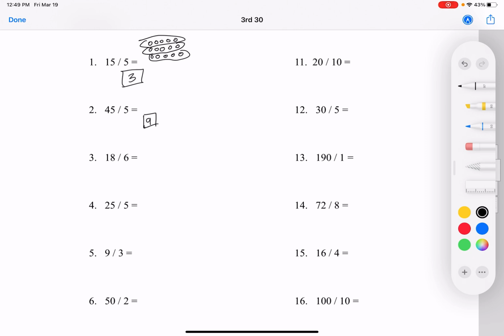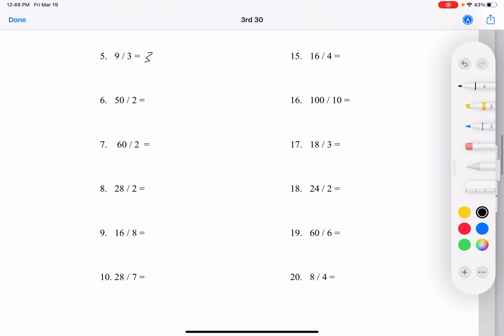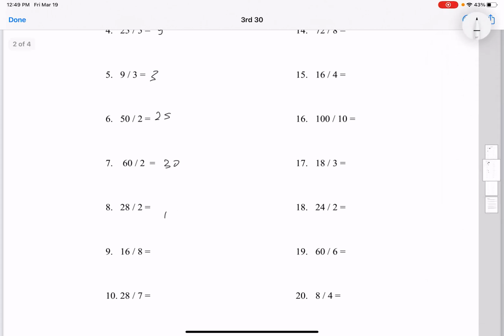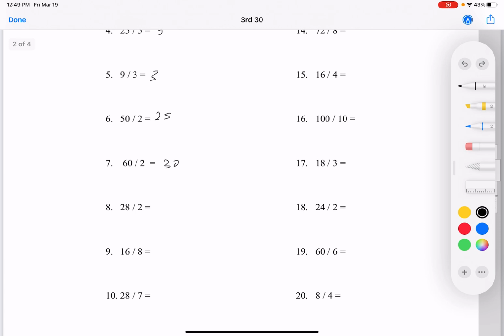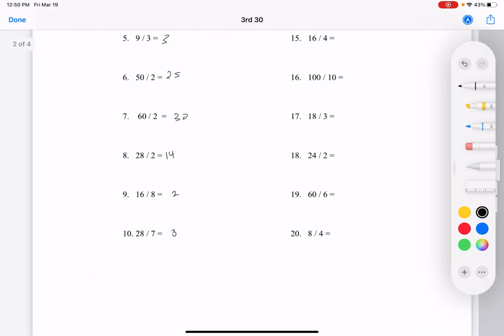Okay, 18 divided by 6 is 3, 25 divided by 5 is 5, 9 divided by 3 is 3, 50 divided by 2 is 25, 60 divided by 2 is 30, 28 divided by 2 is 14. My writing is getting messy. 16 divided by 8 is 2, 28 divided by 7 is 4, and so on. So that's how you solve all of these problems.